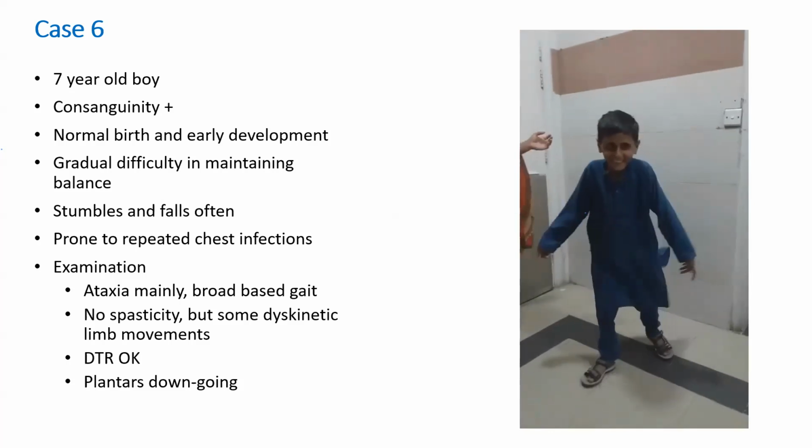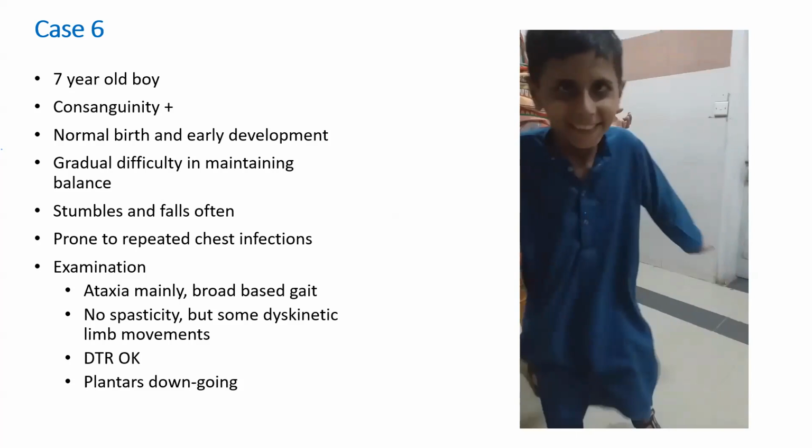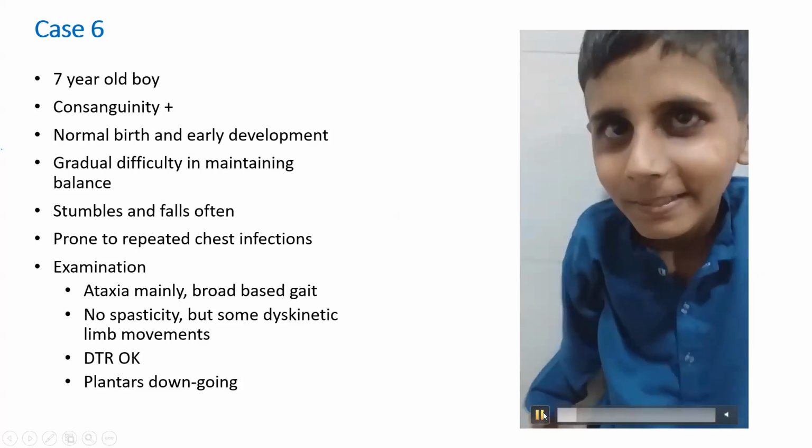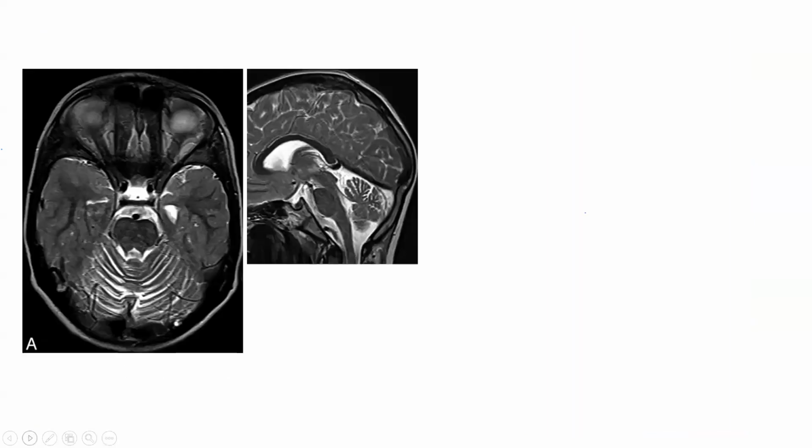So you can see a very broad-based, very imbalanced looking gait. And again, a lot of them may be mislabeled as CP. So I'll show the MRI. So this is the MRI, and this is the cerebellum, okay? And you can see the cerebellum is markedly atrophied. All these white lines indicate there is atrophy of the cerebellum.